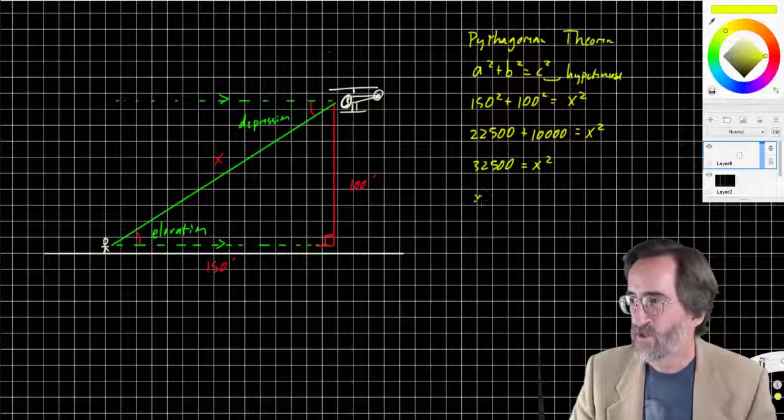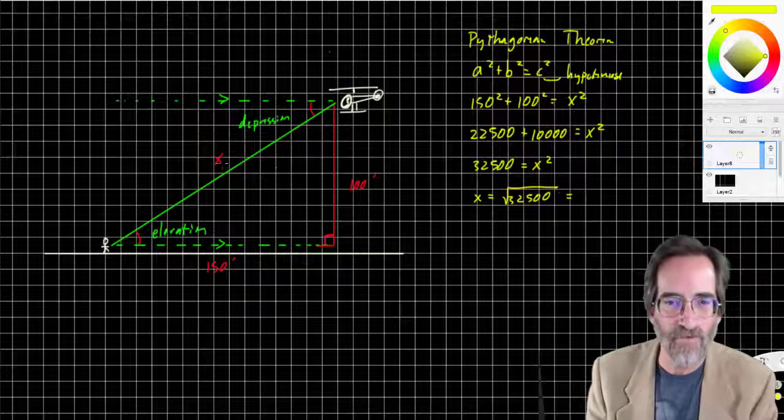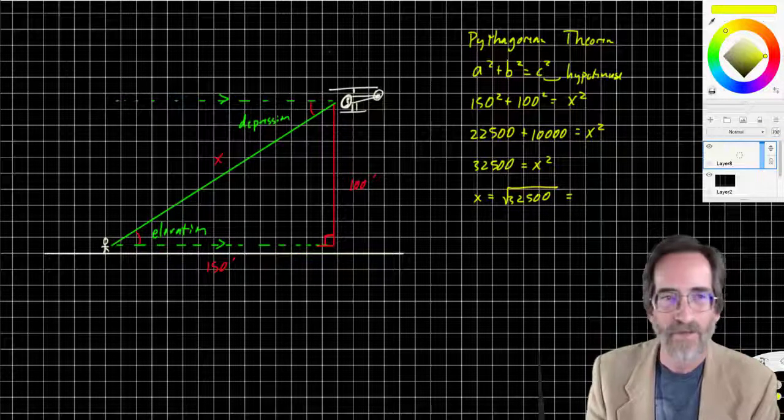And x must be then the square root of 32,500 feet, which is approximately, maybe equal, maybe exactly equal, but we'll find out here. Let's pull up Desmos. Desmos, not Des least.